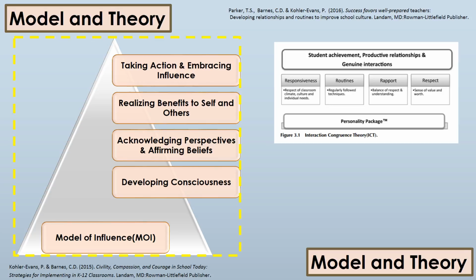The other part of this is the theory, the interaction congruence theory. Now, the interaction congruence theory will be discussed in more detail a little bit later, but as you can see, it really focuses on 4 elements of relatedness: responsiveness, routines, rapport, and respect. We have used the model of influence as well as the interaction congruence theory to really, again, set the foundation for what it means to become a change enterprise.